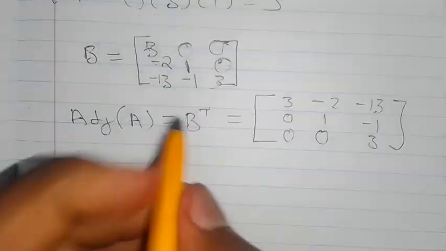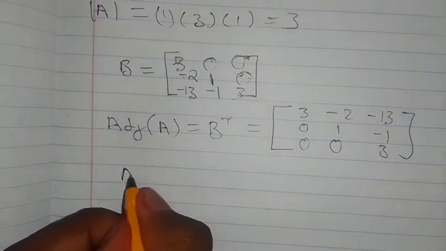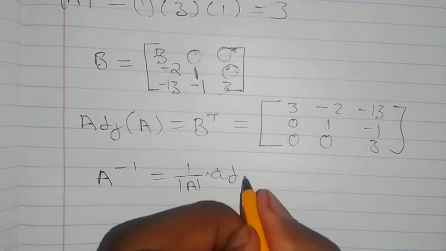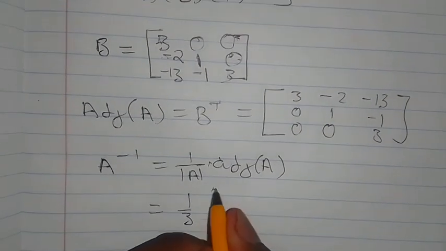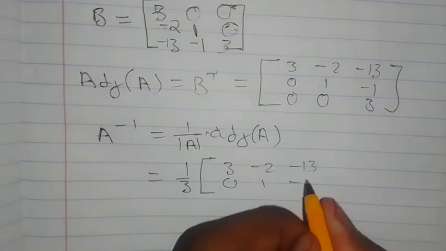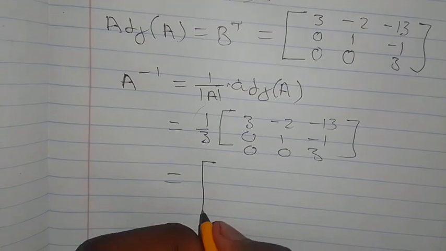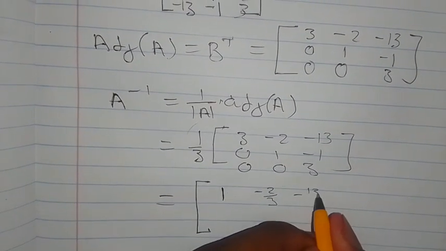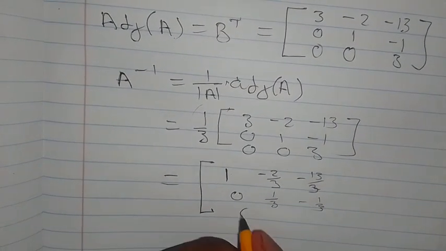And then what you're going to do next is use the formula: A inverse will be equal to 1 over the determinant multiplied by the adjoint or the adjugate of that matrix. So our determinant evaluates to 3, and the adjugate of that matrix is basically this one: 3, minus 2, minus 13, 0, 1, minus 1, and then you have 0, 0, 3. And then what you're going to do is distribute 1/3 inside. So your A inverse will just basically be 1, minus 2/3, minus 13/3, and then you're going to have 0, 1/3, minus 1/3, 0, 0, and 1.